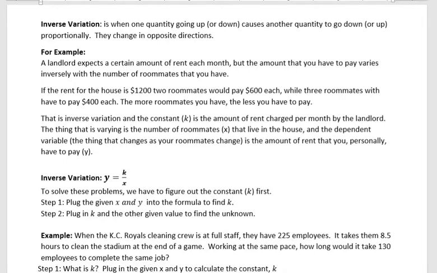Hi, it's Carly McAvoy. I want to talk to you about inverse variation. Inverse variation is when one quantity going up or down causes another quantity to go down or up proportionally. They change in opposite directions.